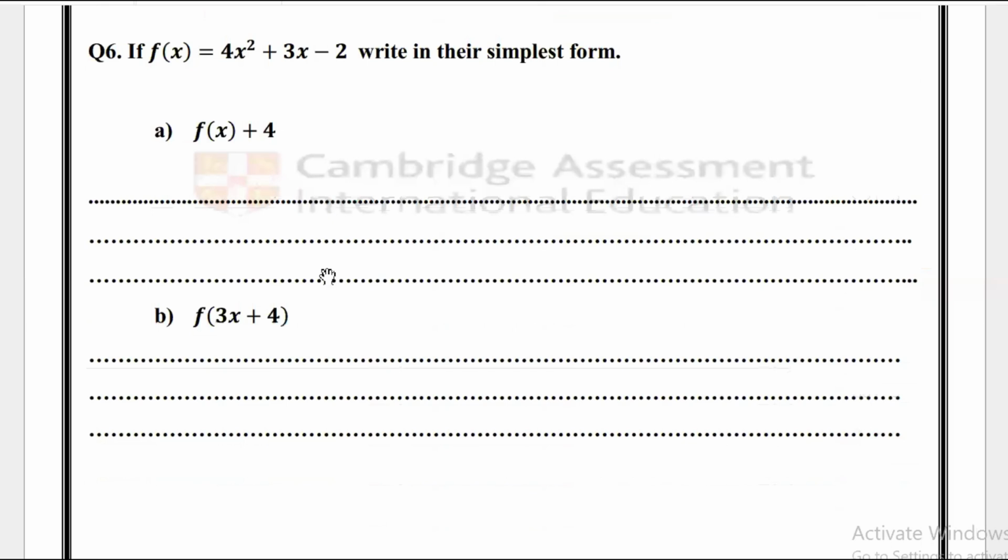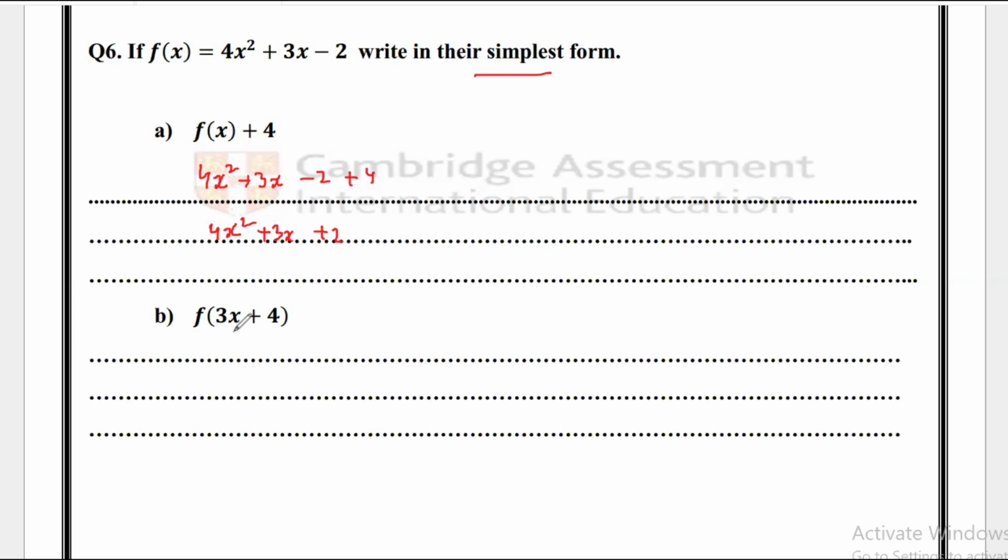Next, question number 6. It is f of x equals 4x squared plus 3x minus 2, and write in the simplest form. So we just replace f of x here, which is 4x squared plus 3x minus 2. 4 is already there, so we only add the like terms, and the like terms are only minus 2 and 4. So 4x squared plus 3x plus 2. That's it.